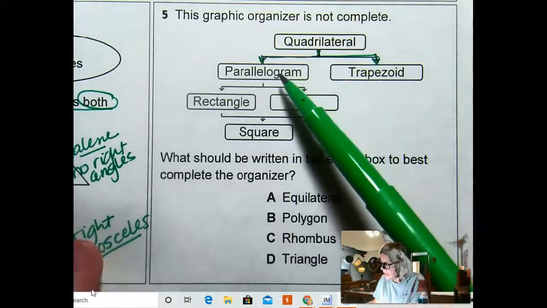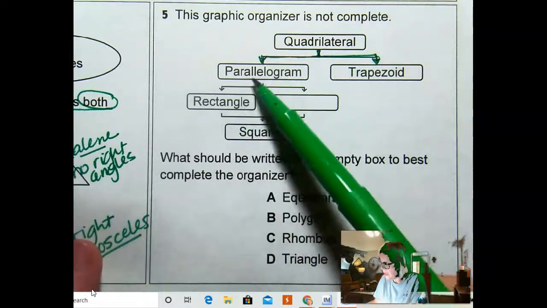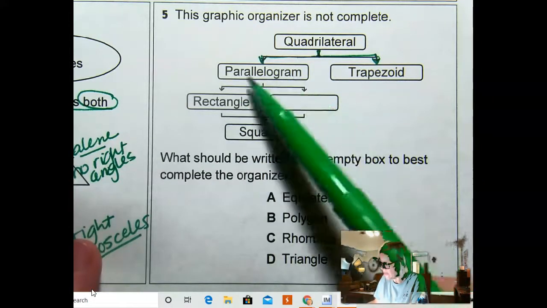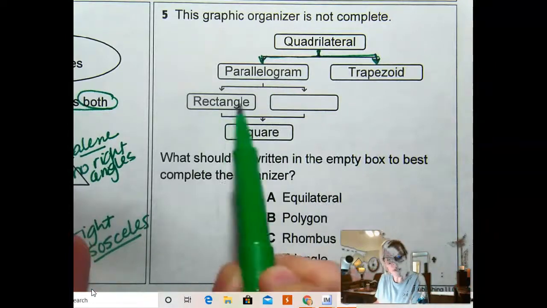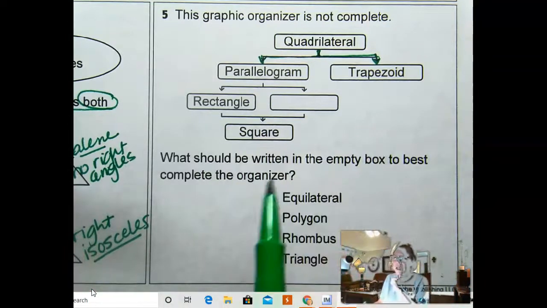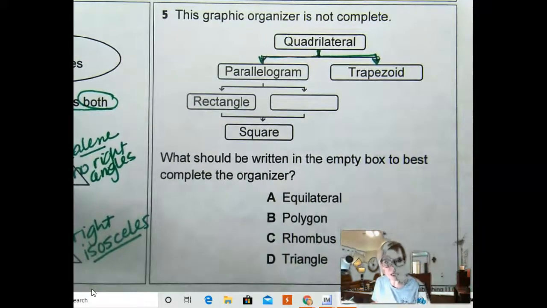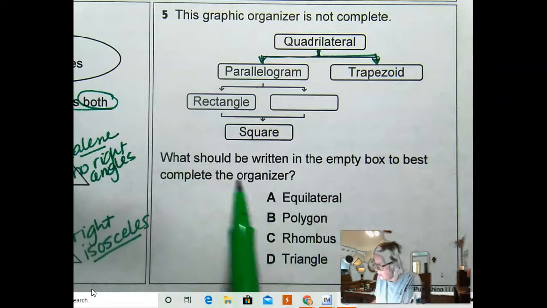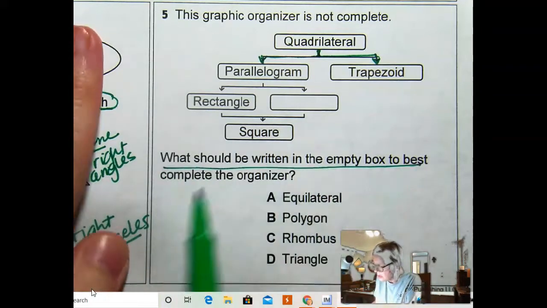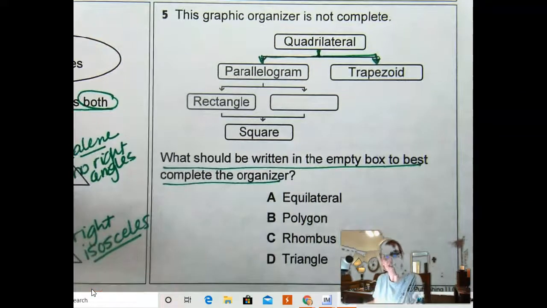Okay, so let's look and see what we would put in this part. We have to branch off. There are types of parallelograms. We have rectangles, and the very special rectangles are called squares. All right, so if it's a parallelogram, it has to be certain things. It says, what should be written in the empty box to best complete the organizer? Now remember, pause the video and see if you can figure it out before we go over the answer. All right, pause that video. Bet you'll get it.